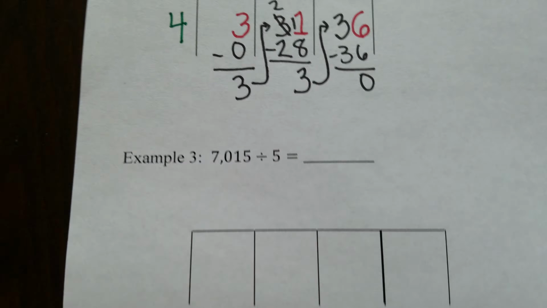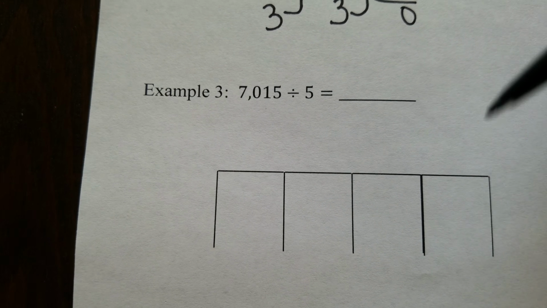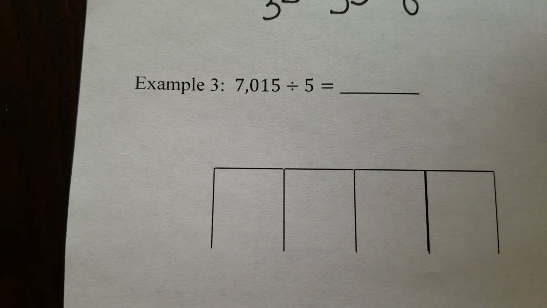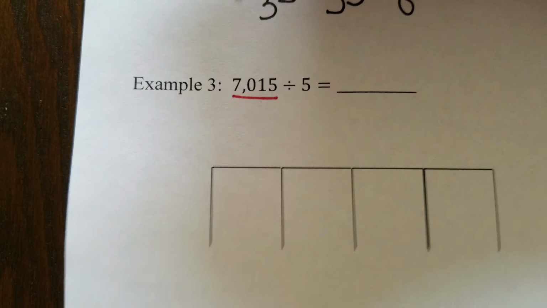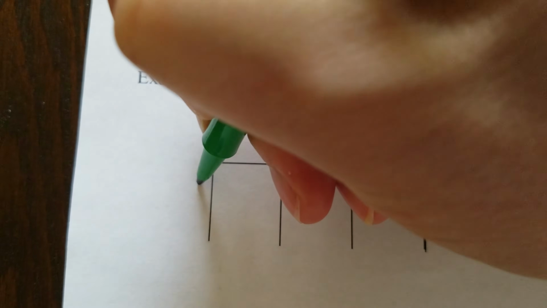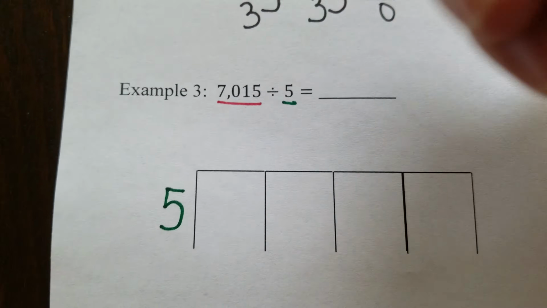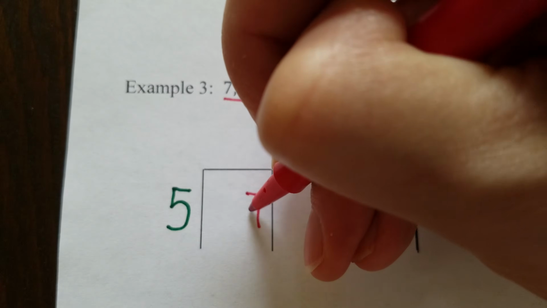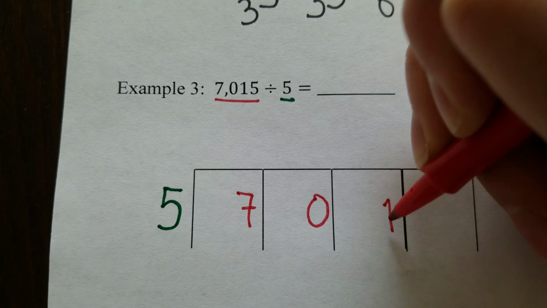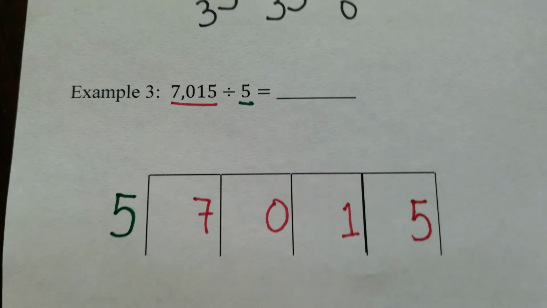Okay, on example 3, why are there 1, 2, 3, 4 of these upside down boxes instead of 3? Well, if we look at our problem, we have 4 digits here when we are dividing by 5. So the 5 goes here, and then there are 4 boxes because we have thousands. So 7,000, 0 hundreds, 1 ten, and 5 ones go there.